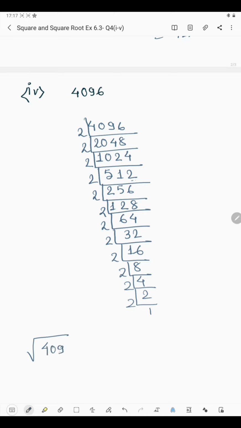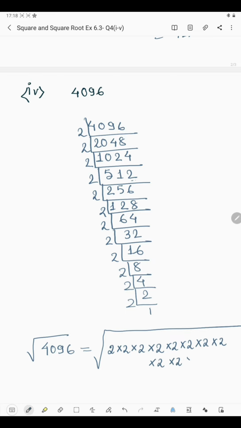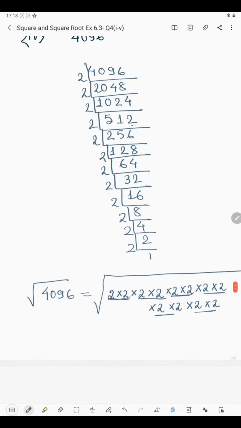First we will have to write the square root of 4096, which is 1 2 3 4 5 6 7 8 9 10 11 12. So in total we have 12 2s. So 1 2 3 4 5 6 7 8 9 10 11 12. Now make a pair. 1 pair, 2 3 4 5 6. So we have made pairs of 2 2s.